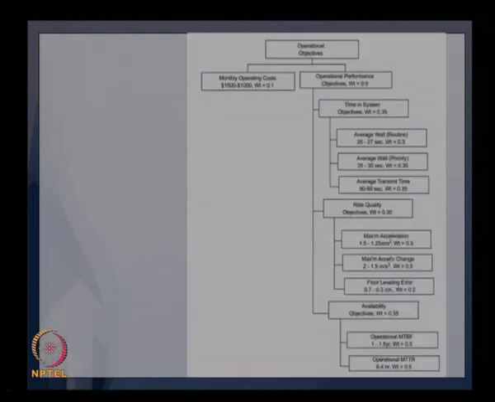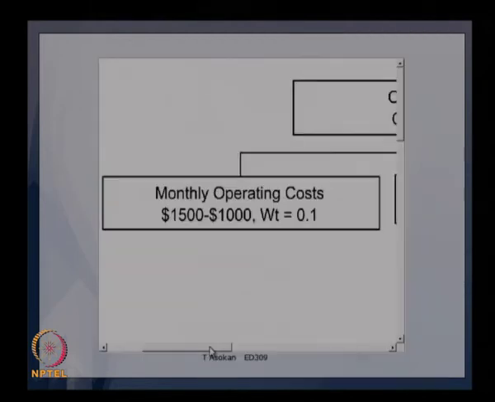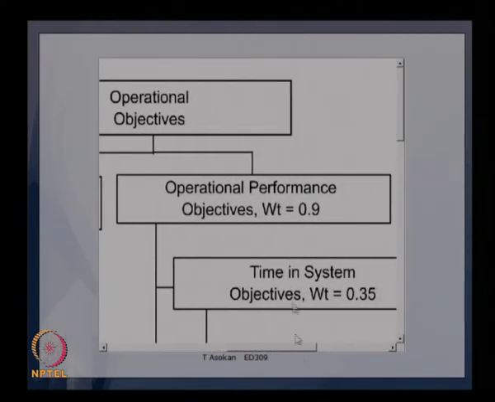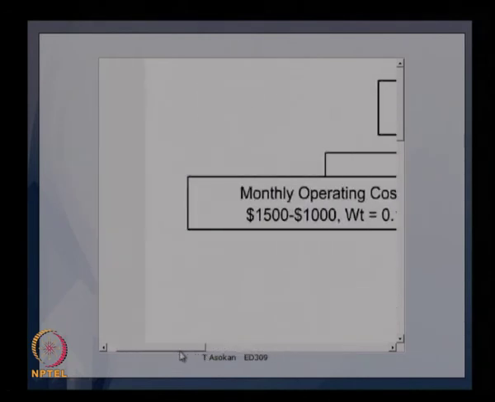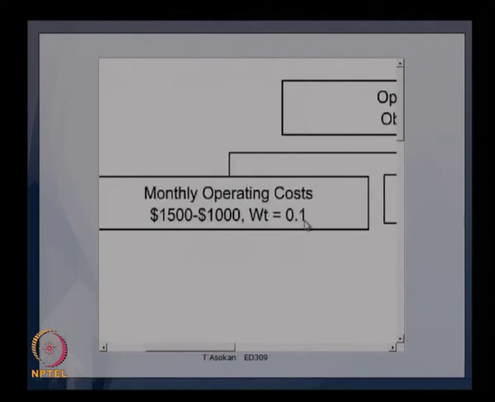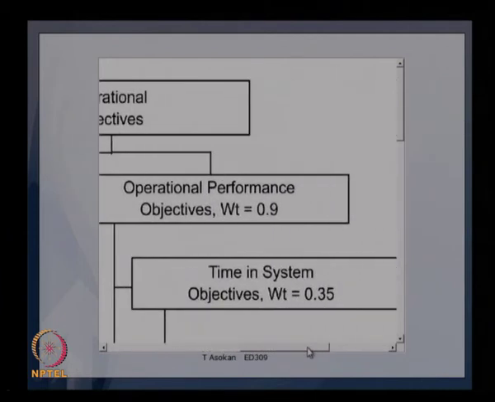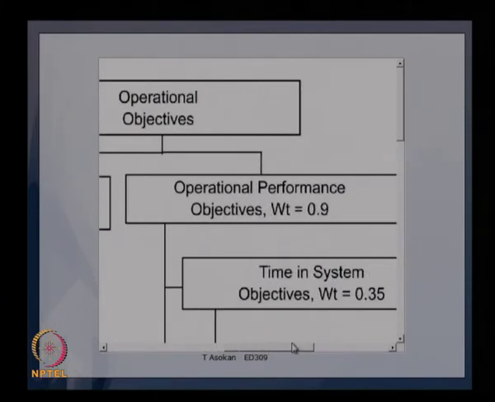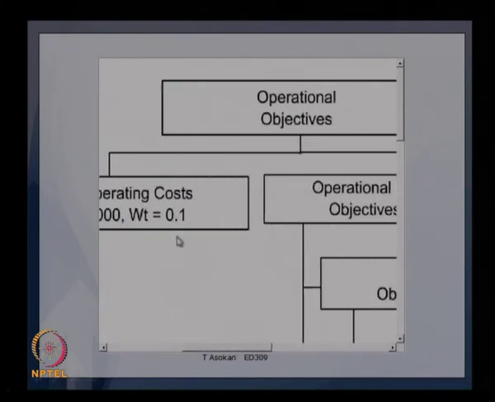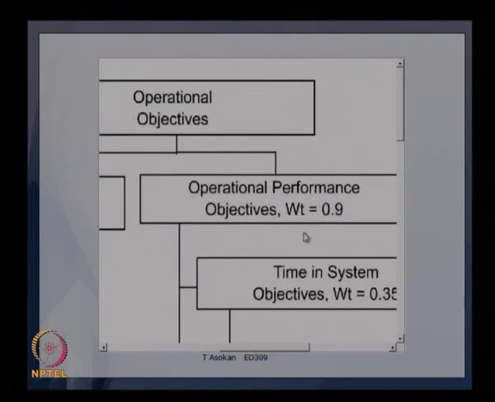For example, if you take the elevator case study, you can see that the objectives hierarchy is given here. The operational objectives are operational performance and monthly operating cost. So, these objectives are given here. You can see that the operational performance objective weight is 0.9, but the monthly operating cost weightage is 0.1. So, here more weightage is given to operational performance. So, whenever we have a trade off, we need to make sure that the performance objective values are met rather than the cost objective. So, we can always have a trade off with cost to get a better operational performance.